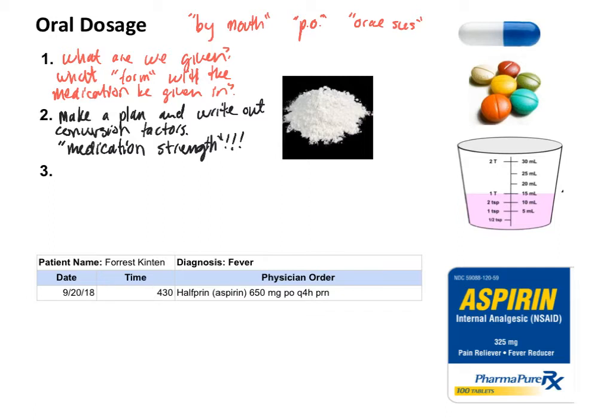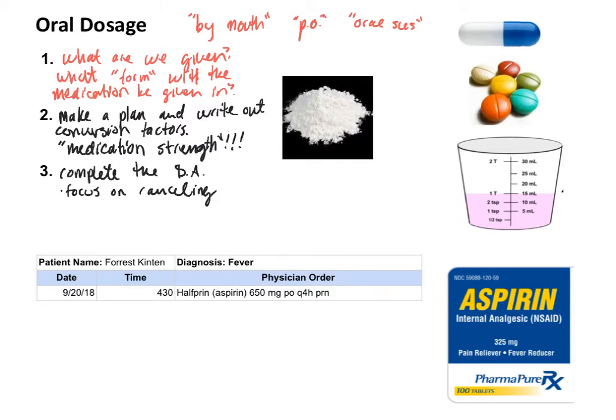And then finally, once we make a plan and write out our conversion factors, we will go ahead and complete the dimensional analysis. And we know that just means focusing on units. Focus on canceling units.